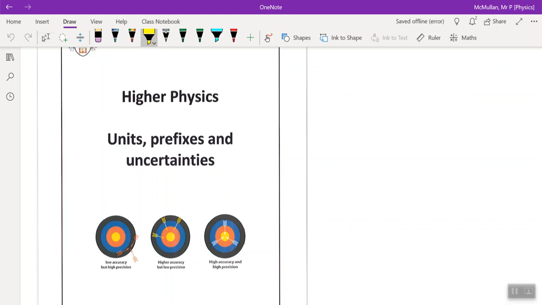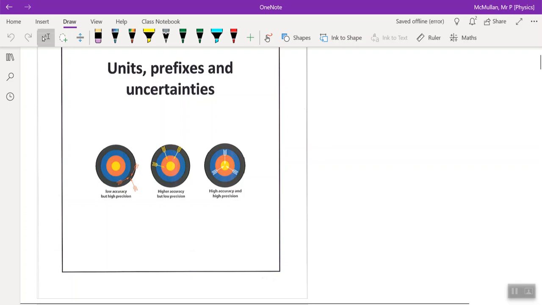Now you may have heard the analogy of the dartboard when it comes to accuracy and precision, which is shown on the front of the booklet here. If you ask people on the street what is accuracy and what is precision, often they will struggle to tell you the difference between them. Now, low accuracy, high accuracy and low precision, high accuracy and high precision are three things to consider.